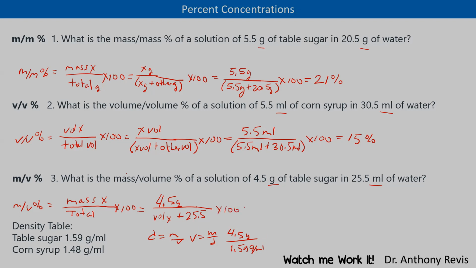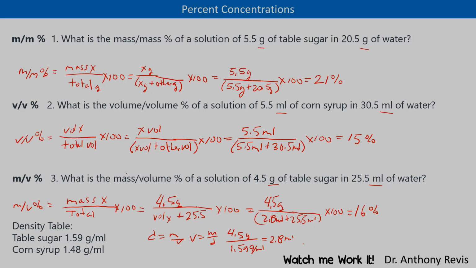It's going to be times 100 here. And we would have 4.5 gram divided by this volume that we calculated on the calculator. It's 2.8 mils. So this would be 2.8 mils plus 25.5 mils. Punch these numbers through on our calculator times 100. And if we punch these numbers through, we get 16%.